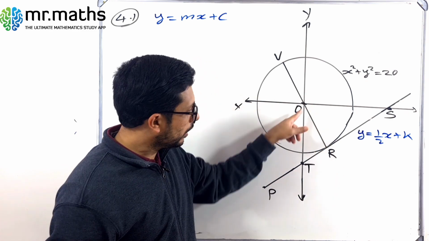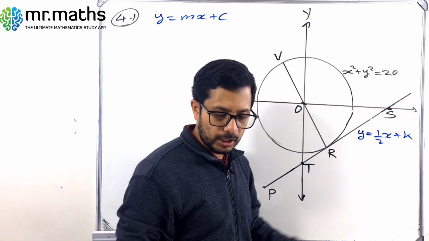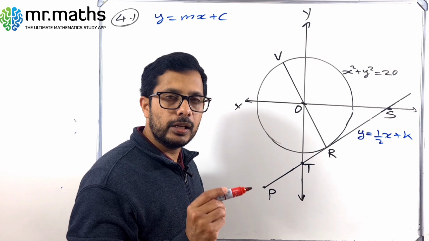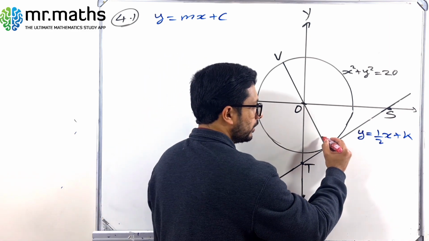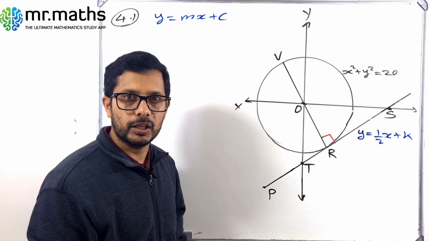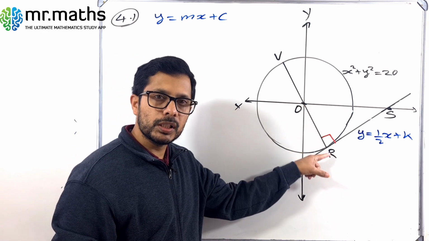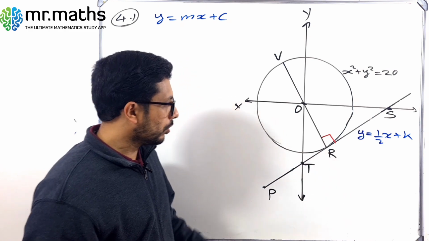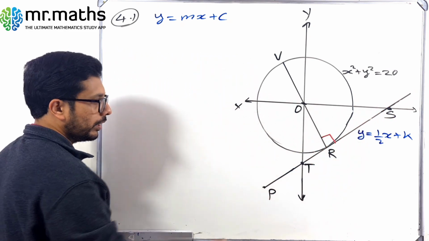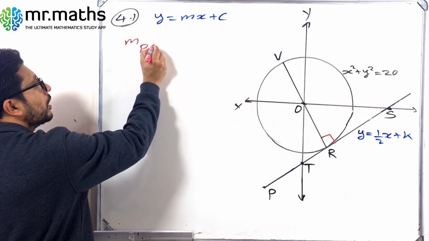So you know that this OR is a radius and this one is a tangent. And what you studied in your class in Euclidean geometry, the radius is perpendicular to the tangent. That means this angle is 90 degrees. What we are trying to find is the gradient of this line OR. So what is the gradient of which line? PS, the tangent. The gradient of PS.